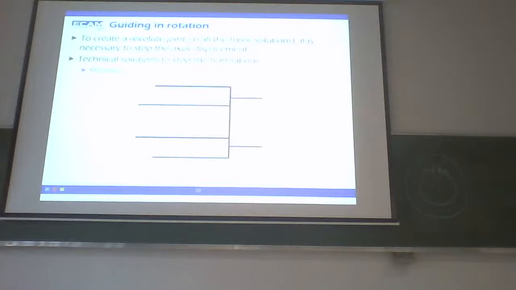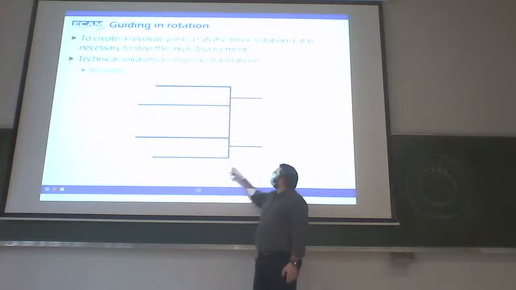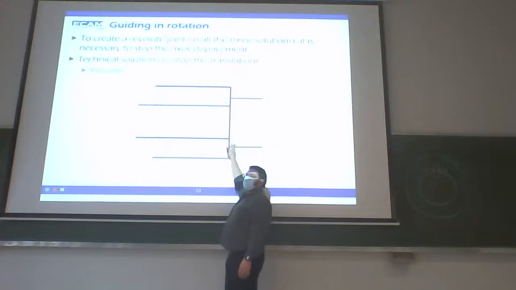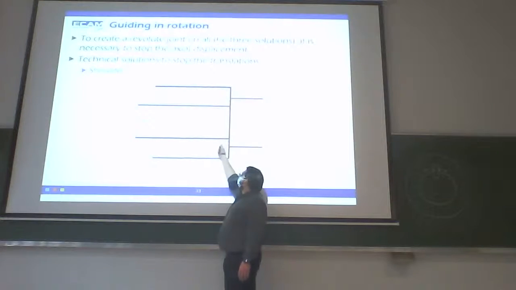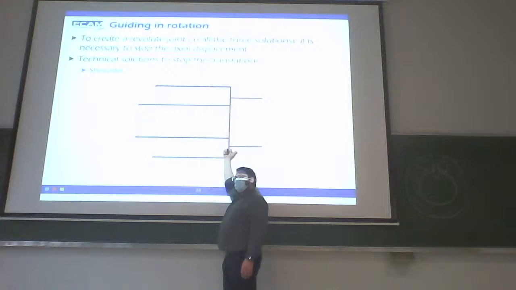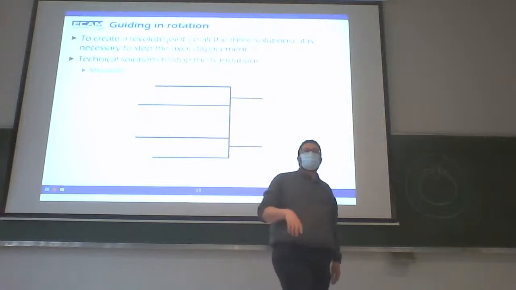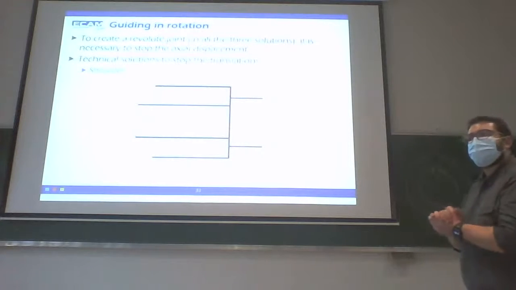To explain, the first solution to stop the translation is a shoulder. Between two cylindrical parts, I will use a shoulder. A shoulder is a difference of diameter on the shaft. Like this, I have a contact here that stops the translation of the part with the second one. First solution: a shoulder.